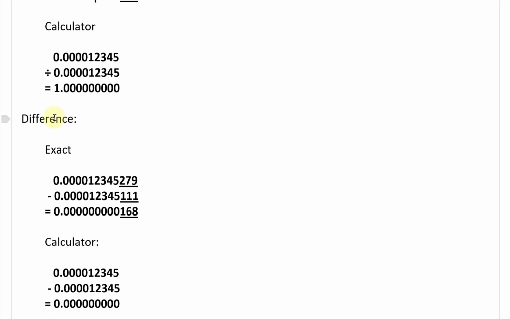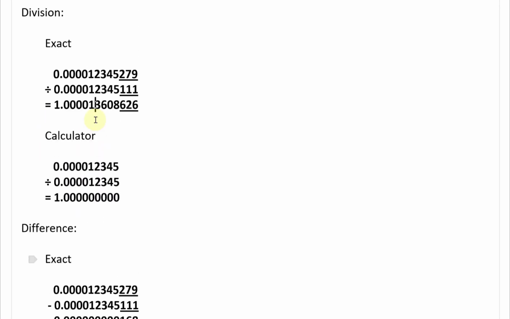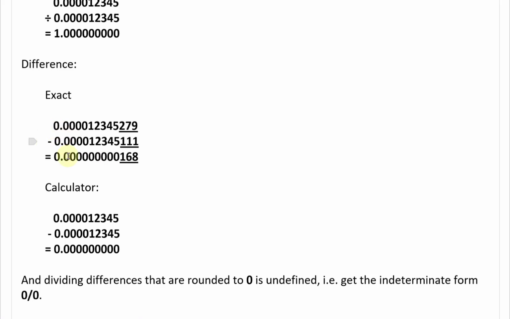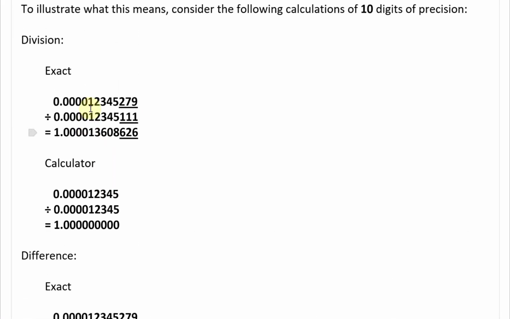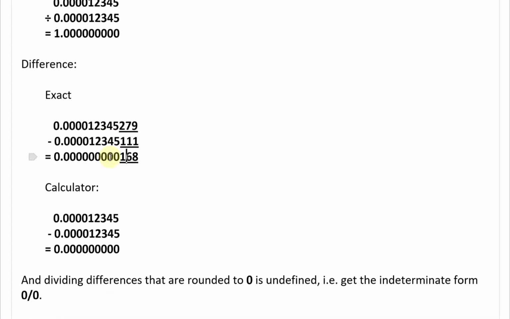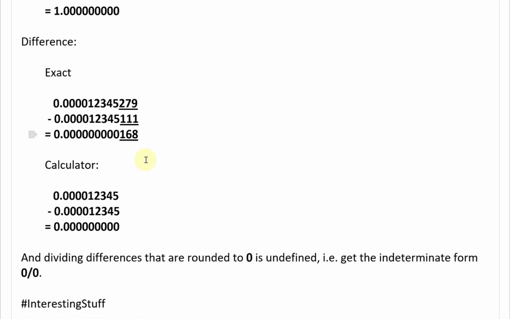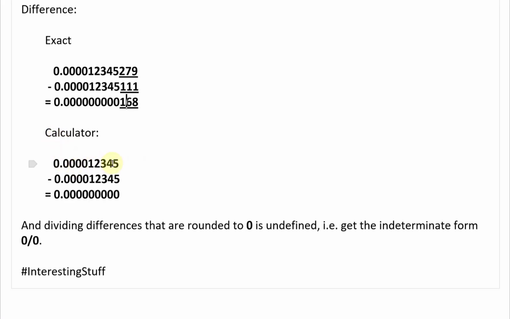But then when you do a difference, the exact one is the same thing but we're subtracting. We get zeros all the way to 168. So 279 minus 111 is the only thing different. And we get this one, using the Google calculator. So anyways, that's the exact answer, 0.0000168. But then if you use the calculator with limited precision, these last terms are cut out. So we get 1, 2, 3, 4, 5 subtracted by 1, 2, 3, 4, 5.